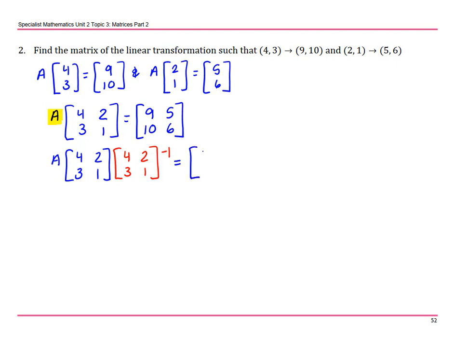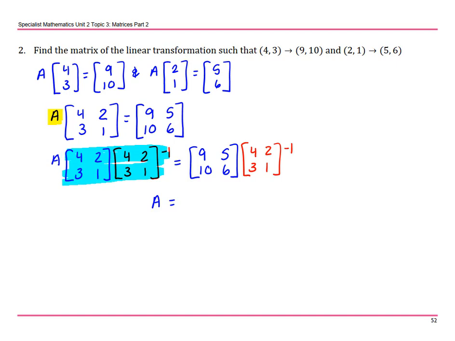So if I do it to that side, I have to do it to this side, making sure you post multiply as well. So that leaves me with A on the left-hand side, because all of this is equal to I. Go to your calculator or do it by hand. You get 3, -1, 4, -2. And I'll show you how to do that on your calculator now.